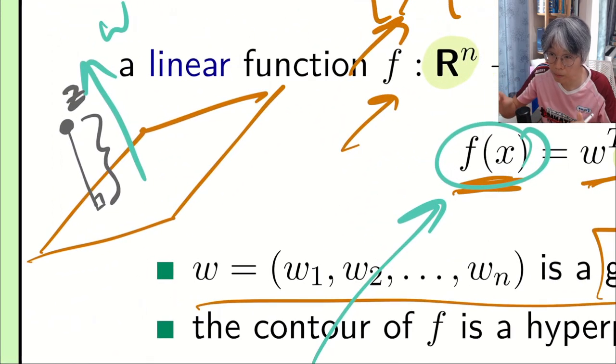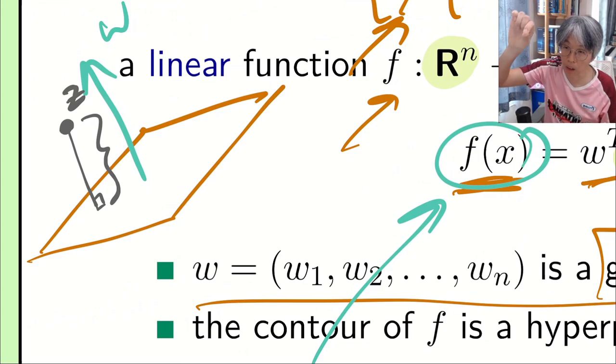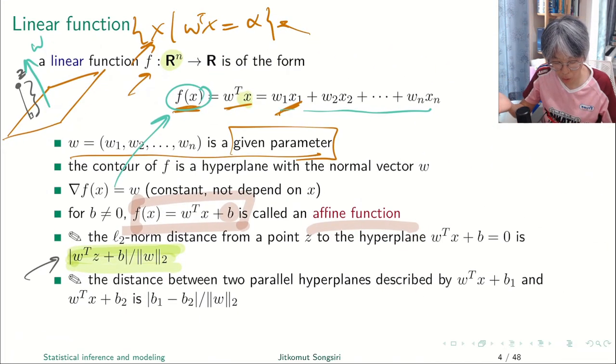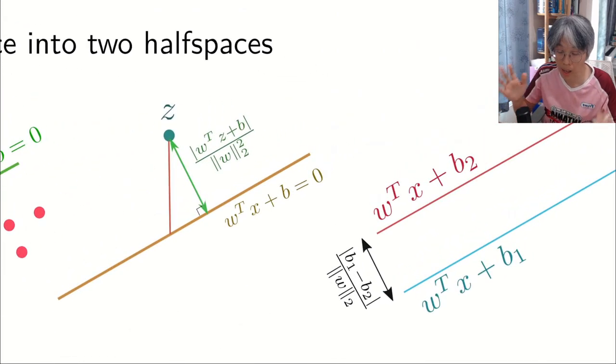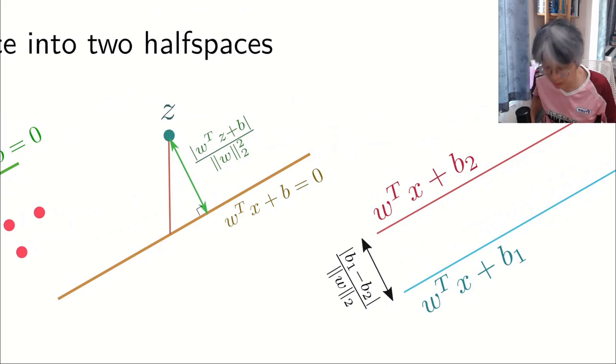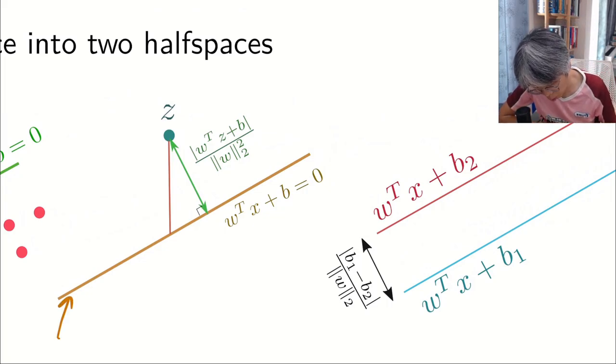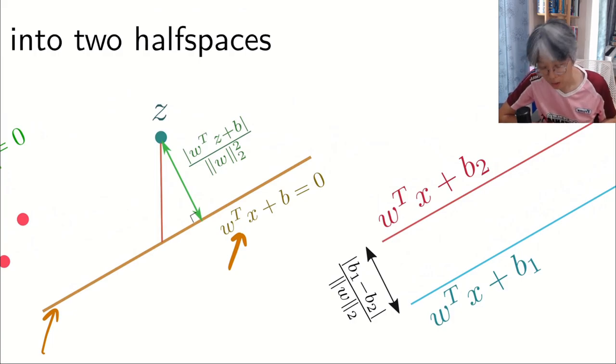From this explanation, we have the distance from a point in Rn to a hyperplane. But if we go back to R2, the hyperplane is simply the straight line, right? All the points on the brown line have to satisfy W transpose X plus B is zero. You have a point Z in the space R2. So of course the distance from Z to the hyperplane is given by the green line, right?